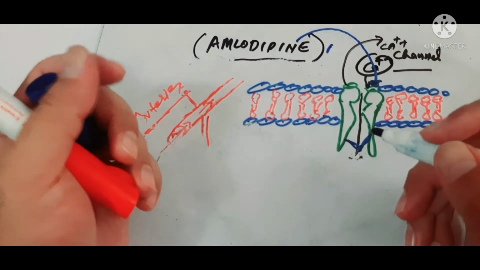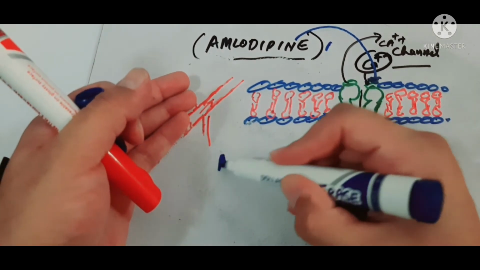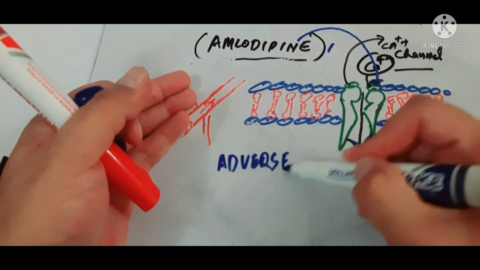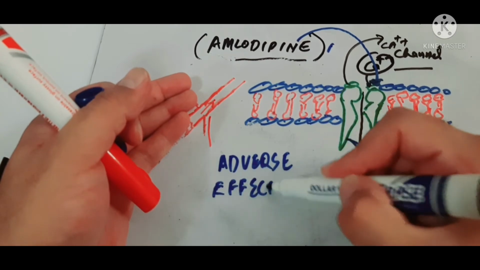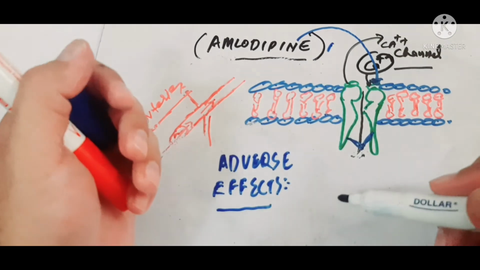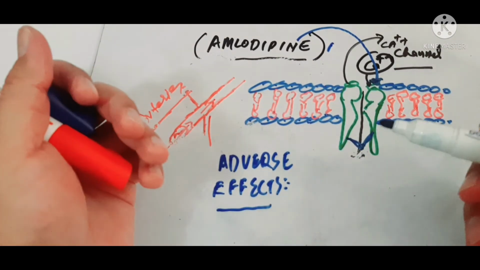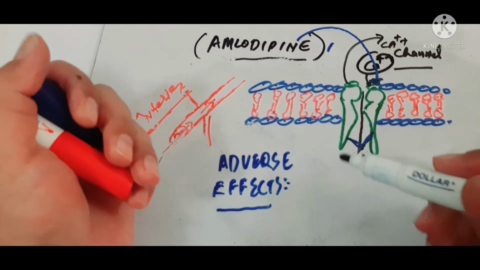Now we want to discuss some of the adverse effects of amlodipine. What are the adverse effects, or what some people call side effects in layman's terms? Adverse effects of this medication are based on the same mechanism of action. As we said, it causes vasodilation, besides allergy.